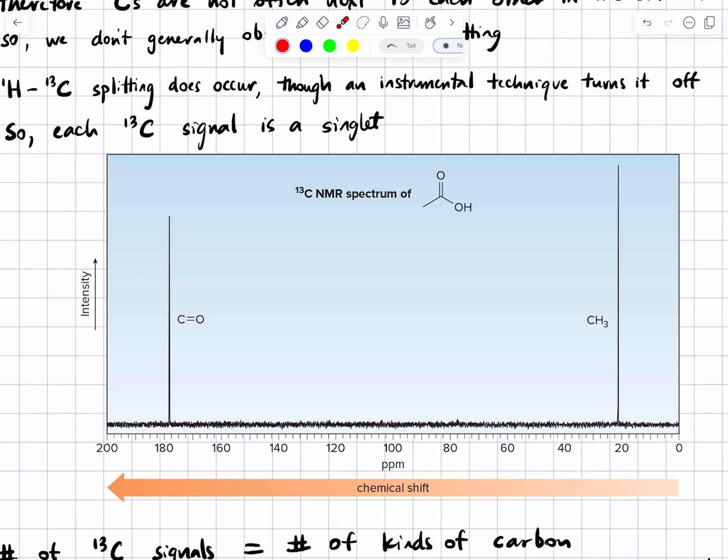If you go downstairs in our NMR facility here and take a carbon NMR, often you need to run the experiment for longer in order to see a spectrum, versus a proton spectrum you can often run in just a few minutes.